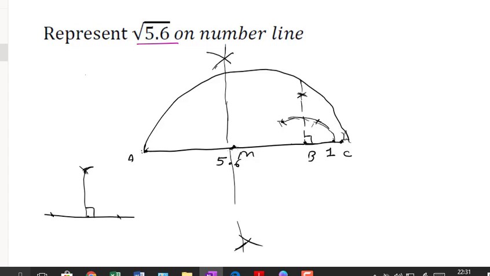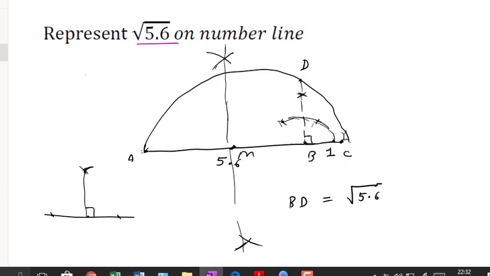Now after drawing 90 degrees, where it cuts this arc, I will mark this point as say D. This distance BD will be equal to root of 5.6. So this BD distance is root 5.6.